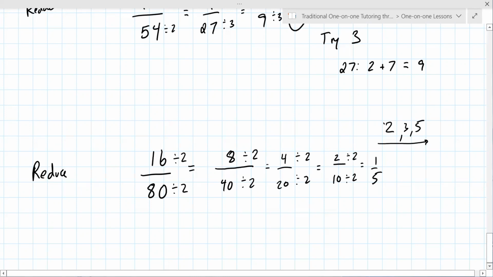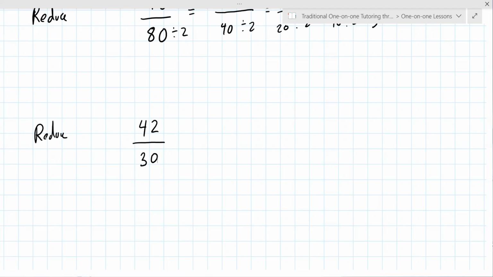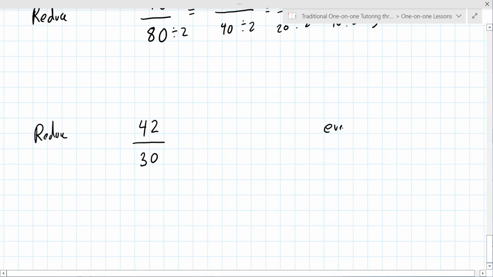Okay, let's try another one here. Let's try reducing 42 over 30. What number should we divide both the top and bottom by? 3 probably. Say that one more time. Is it 3? I don't know if 30 is even. It's even, I guess, sorry for not being clear. If it ends in 0, 2, 4, 6, or 8, then it's divisible by 2. So they're both divisible.